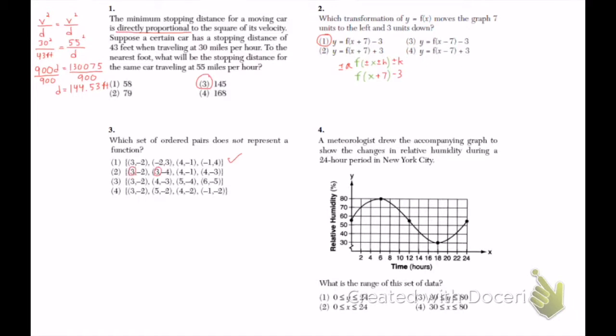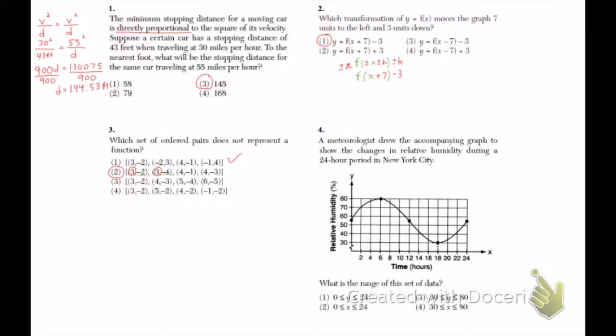Now, if it had the same y value, we're fine. But we can see that it has different y values. We have a negative 2 and we have a negative 4. That's a no-no when it comes to being a function. So we know that choice number 2 has to be the ordered pairs that does not represent a function.